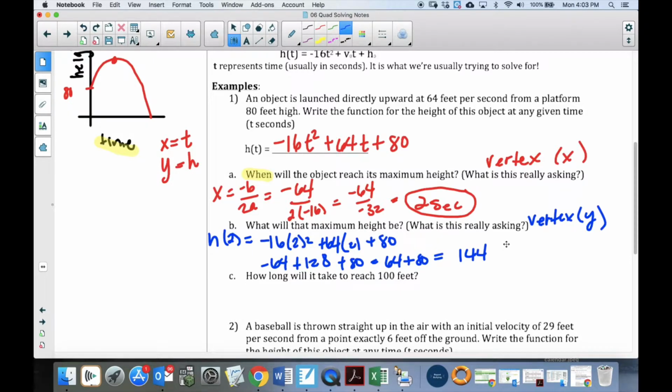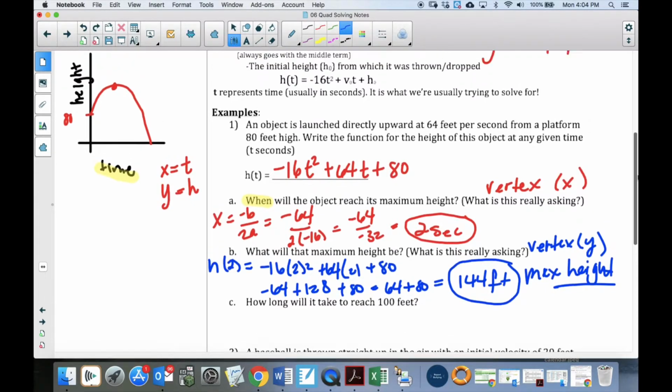So we plug in our numbers and we work it out and we get 144. 144 what? Well, we're looking for height, and the whole thing we've been doing is measured in feet. So we're going to say it's 144 feet. That is the max height. Okay, so that's the maximum.